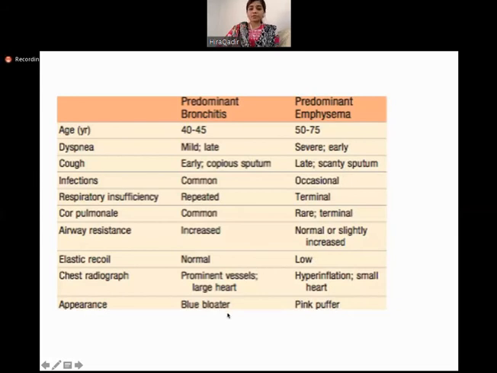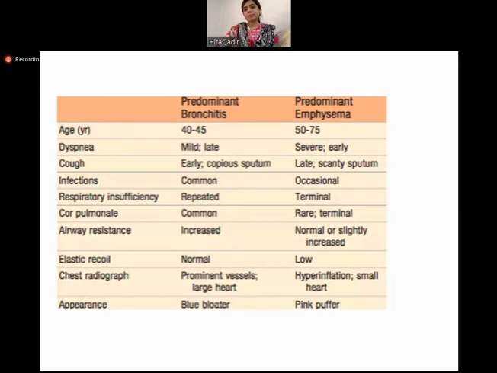And when you see the chest radiograph, I showed you the hyperinflation and small heart in the emphysemic patient. In bronchitis there are usually prominent vessels and a large heart, or there is a sign of maybe a superimposed infection in a chronic bronchitis patient. So maybe some patients have a pulmonary infiltrate, or you can see consolidation. And the appearance is mild cyanosis in the chronic bronchitis patient, and emphysemic patients are pink puffers.